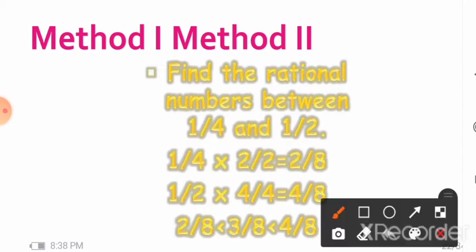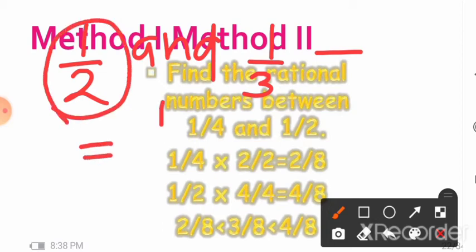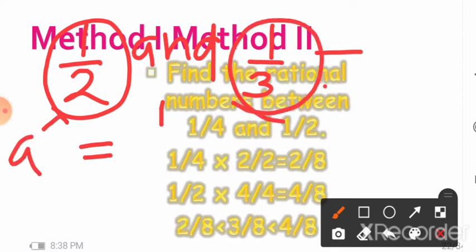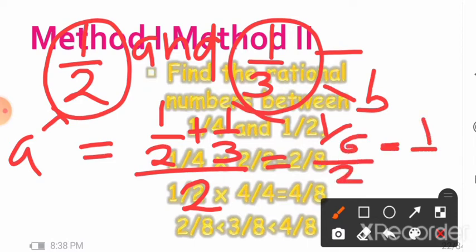The first example is 1 by 2 and 1 by 3. Calculate one rational number between 1 by 2 and 1 by 3. So the rational number is equal to (a plus b) by 2. The value of a is 1 by 2 and the value of b is 1 by 3. So 1 by 2 plus 1 by 3, divided by 2, is equal to 1 by 6 divided by 2, which is equal to 1 upon 12. 1 upon 12 is the one rational number between these numbers.